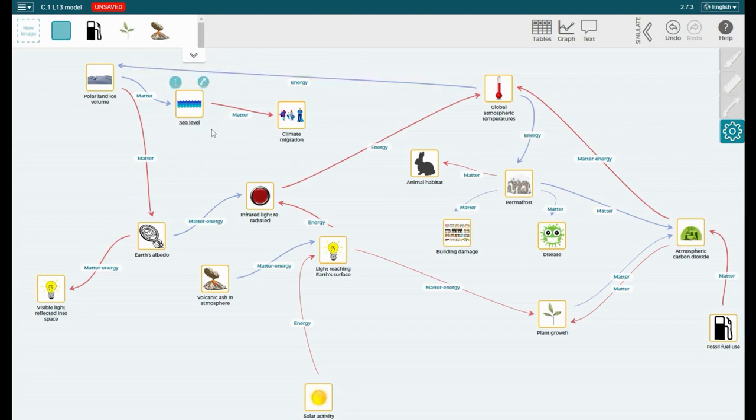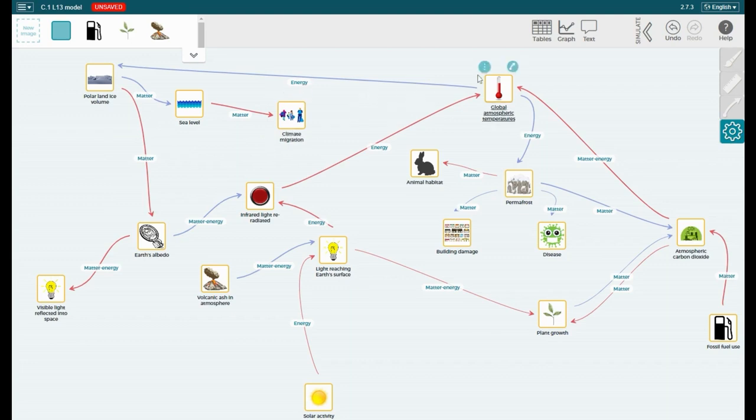A red arrow indicates that if the component at the start of the arrow changes, or let's say specifically increases, it will cause the factor or component at the end of the arrow to also increase. So if sea level increases, we would expect climate migration to increase.